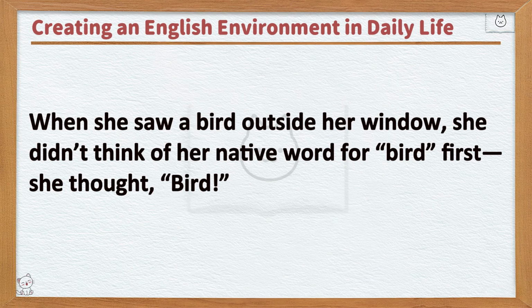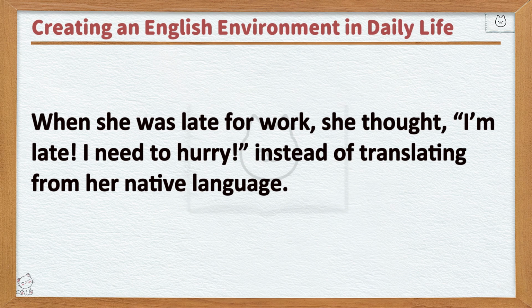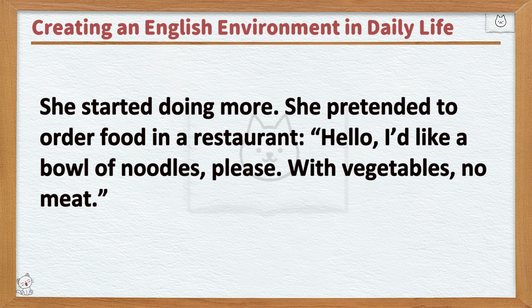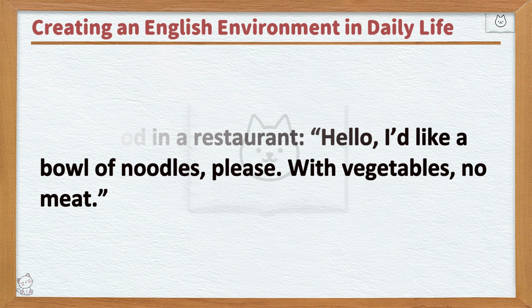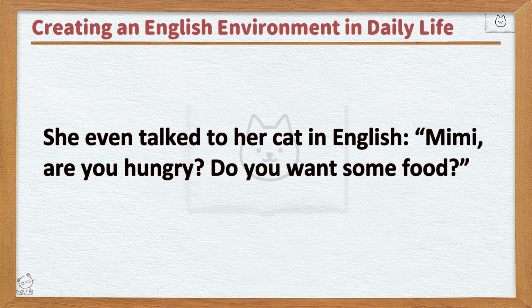When she saw a bird outside her window, she didn't think of her native word for bird first. She thought bird. When she was late for work, she thought, I'm late. I need to hurry, instead of translating from her native language. She started doing more. She pretended to order food in a restaurant. Hello, I'd like a bowl of noodles, please. With vegetables, no meat. She pretended to introduce herself to a new friend. Hi, my name is Chun Yu. I like reading and cooking. Nice to meet you. She even talked to her cat in English. Mimi, are you hungry?